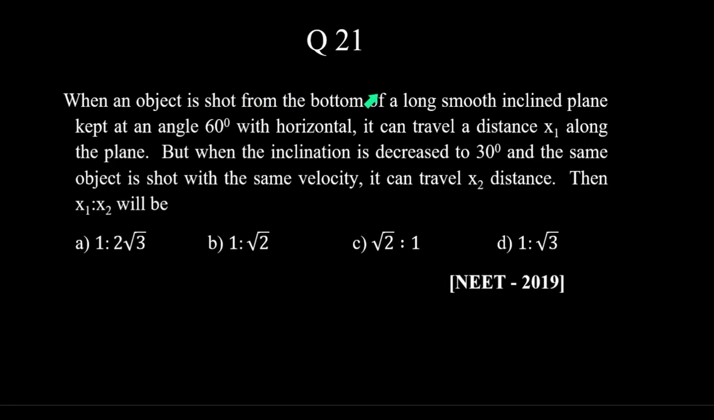When an object is shot from the bottom of a long, smooth, inclined plane kept at an angle of 60 degrees with the horizontal, it can travel a distance x1. If the inclination is decreased to 30 degrees, the same object shot with the same velocity can travel x2. Then x1 is to x2 will be?